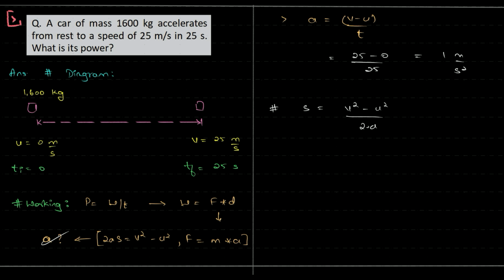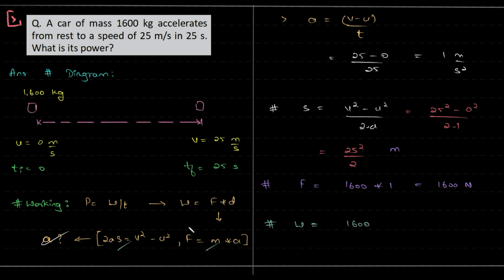So what is v guys? We have 25 square minus 0 square divided by 2 into 1. So this is basically 25 square by 2. I'm not going to calculate anything, let's keep it. Then we have the force, which is equal to mass, that is 1600 into acceleration, that is 1. So 1600 Newton. And this is meter, by the way. And what else do we have? This we found. Then the work is equal to force into displacement.